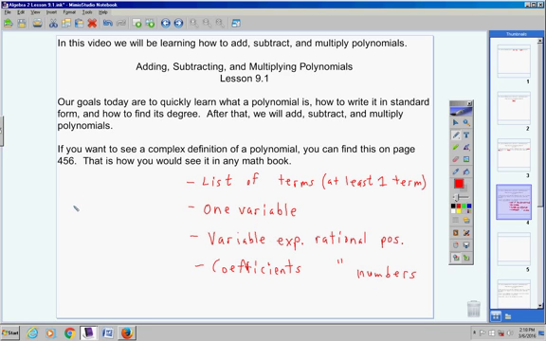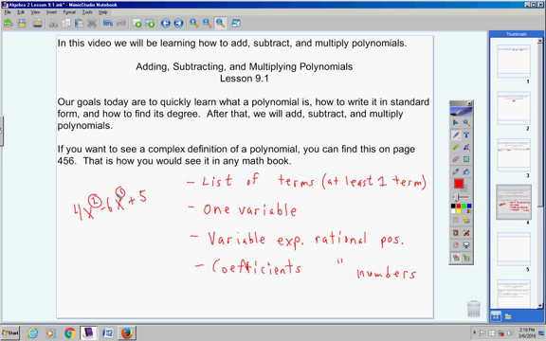A polynomial could be something like this: 4x squared minus 6x plus 5. That's a polynomial, first of all. It's a list of terms. Yep. Do we have one variable? Yep. X and x. Are the variable exponents rational and positive? Yep. Here's the variable exponent here. What's the variable exponent here? 1.